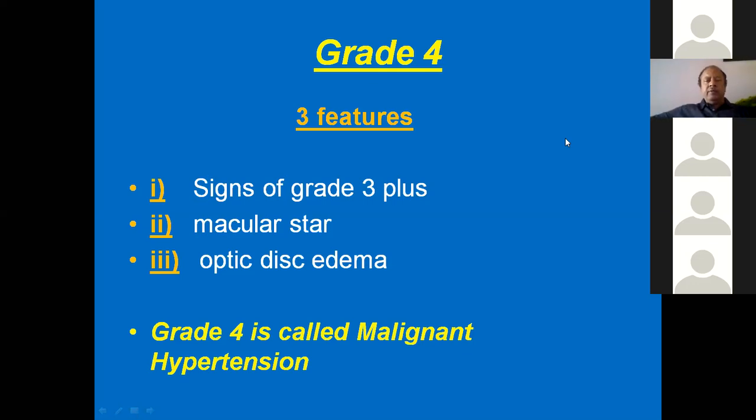So in grade 4, there are three features. All the signs of grade 3 plus macular star and the optic disc edema. Grade 4 is called malignant hypertension.